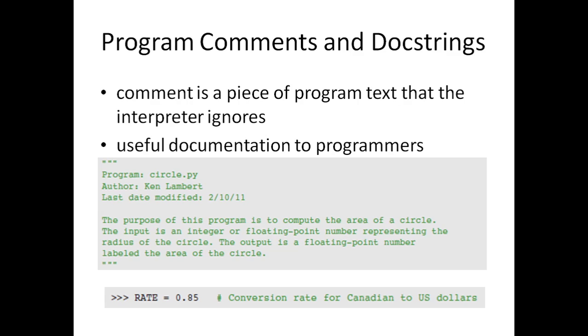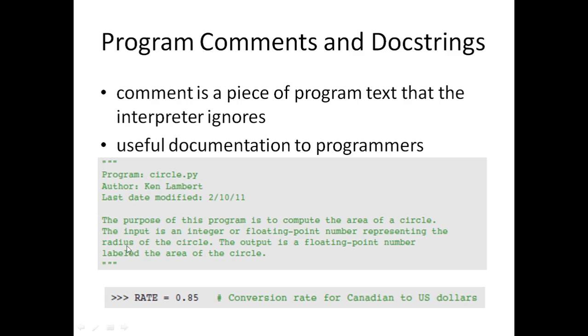Then the last topic here is about program comments and docstrings. This is an important thing in programming. A comment is a piece of program text that the interpreter ignores. The comment is inside the program text itself, but the Python interpreter ignores it while it interprets it. It won't execute those things. It is a useful documentation for the programmers.